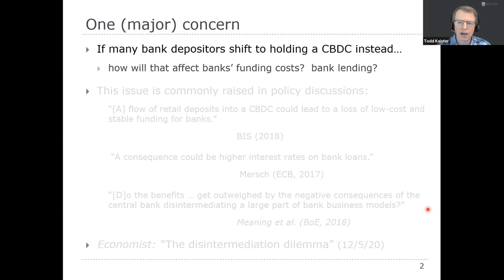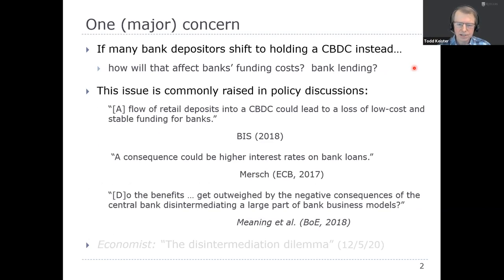That is, suppose that a lot of people who are currently holding funds in banks, in checking and savings accounts, decide to shift those funds to a new central bank digital currency. Well, it seems like that might drive up the funding costs of banks. It might have negative implications for bank lending and perhaps for aggregate investment. And this issue is commonly raised in the policy discussions on CBDC.